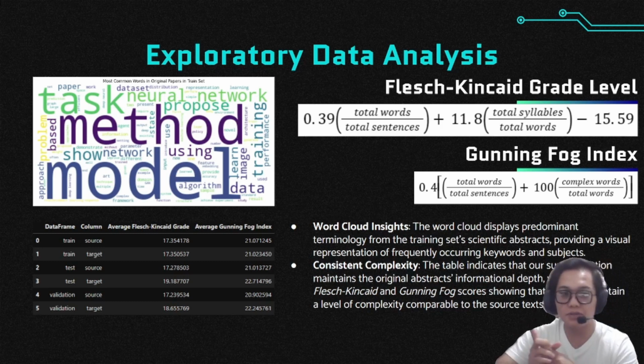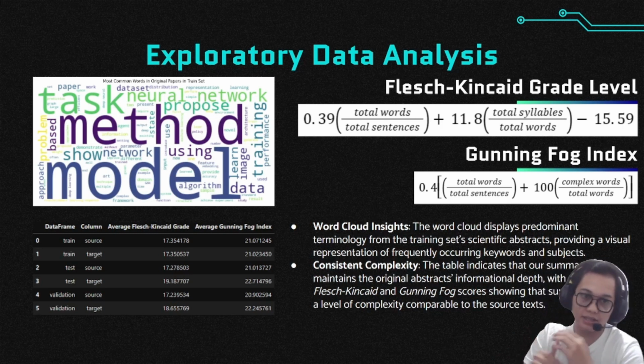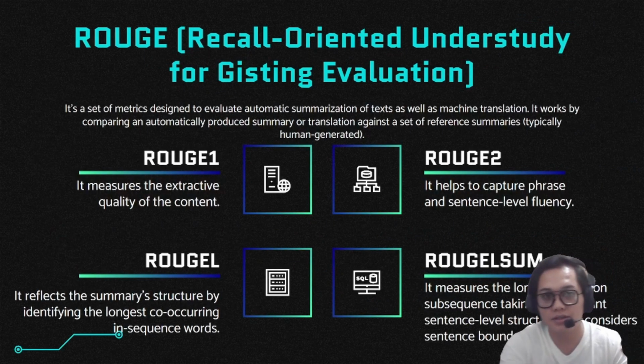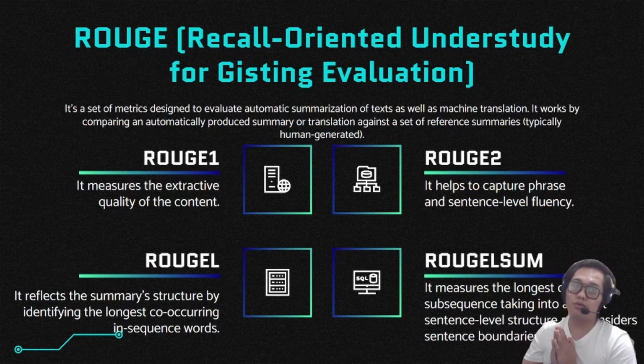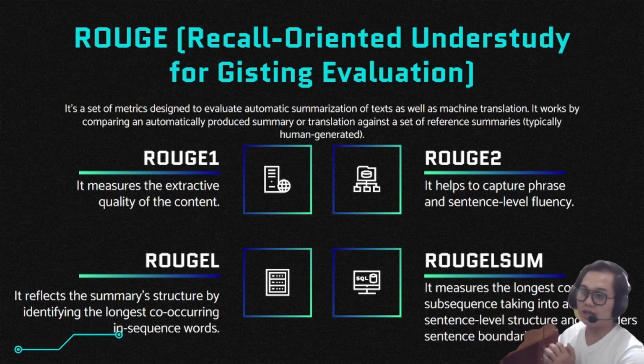As you can see from the table, there are the data frames of train, test, and validation, and the values of the average Flesch-Kincaid grade and the average Gunning Fog index still remain the same between the train, test, and validation. Well, this is one of the metrics that we will use, ROUGE, Recall-Oriented Understudy for Gisting Evaluation.